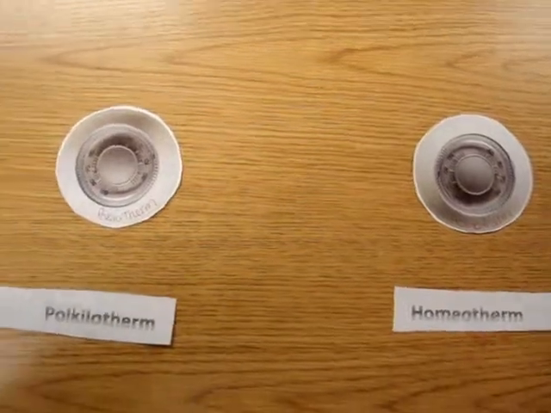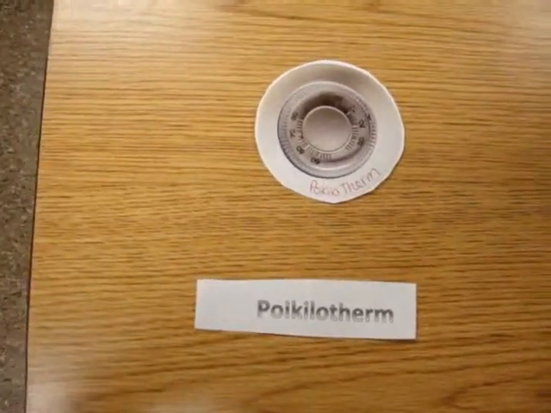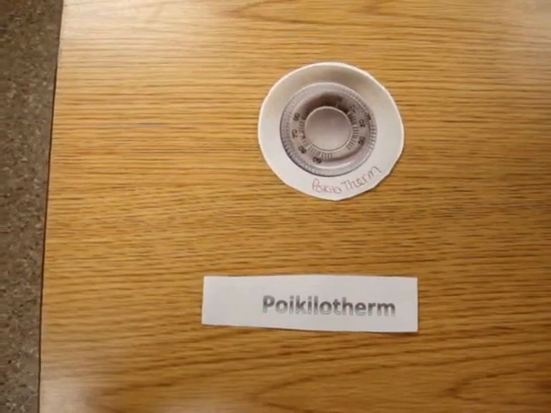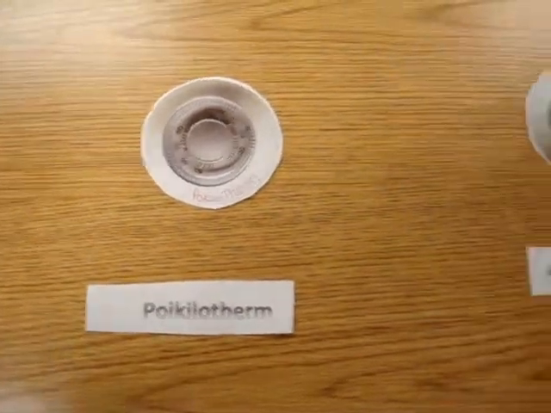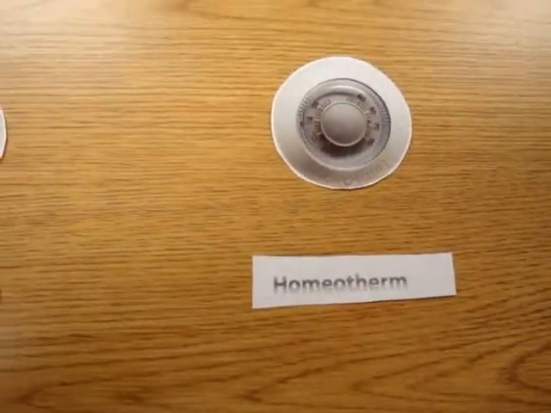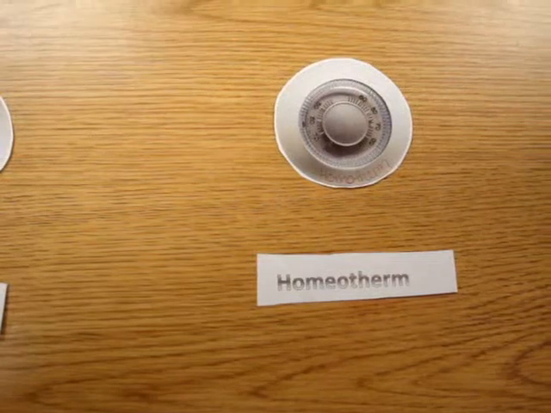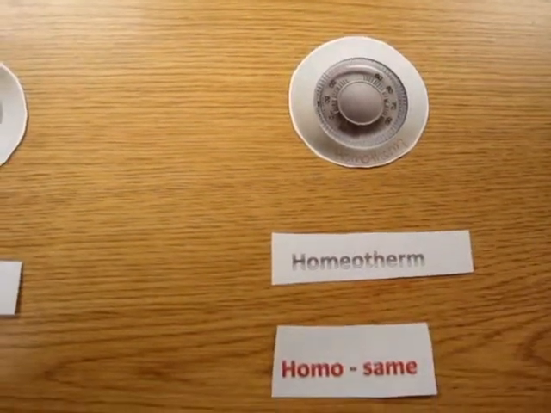In the poikilotherm, the temperature of the organism varies with the environment. These animals can also be called cold-blooded. The homeotherm maintains a constant temperature. The name is easy to remember because homeo has the root word homo, meaning same.